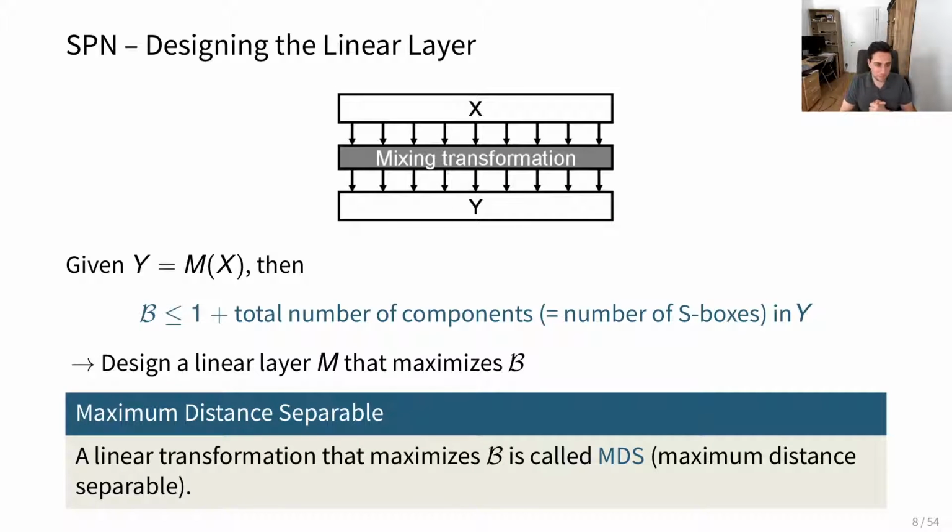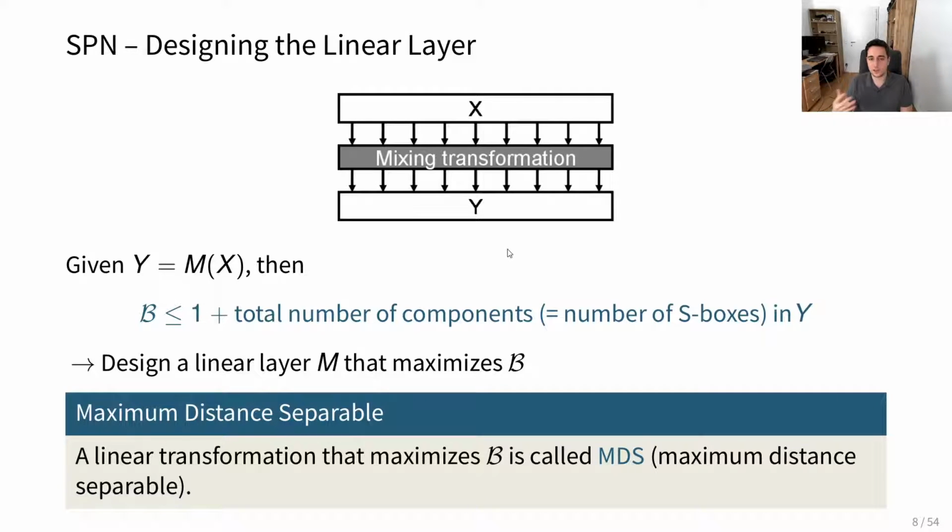And this is some additional information, not so important for the purpose of this presentation, but essentially the branch number can be at most 1 plus the total number of components. So the best case is if we activate one input word here, we have all output words being active. That's the best case we would like to have over 2 consecutive rounds.